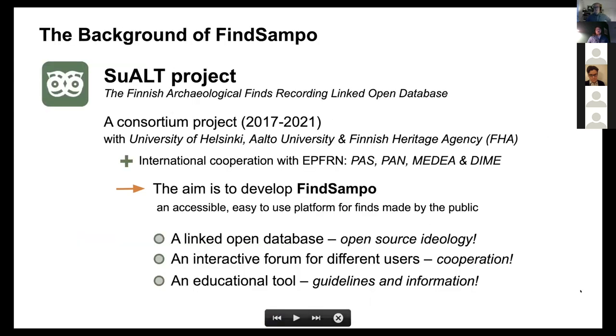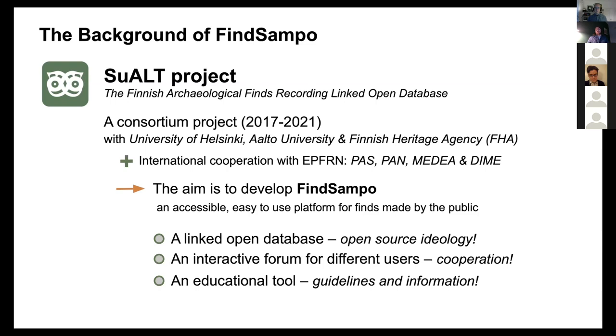The SWALT project was initiated in 2017 as a response to the before mentioned necessity. The name of the project, SWALT, translates from Finnish to English as the Finnish Archaeological Finds Recording Linked Open Database. The partners in the project are the University of Helsinki, Aalto University, and the Finnish Heritage Agency. The four-year consortium is funded by the Academy of Finland.